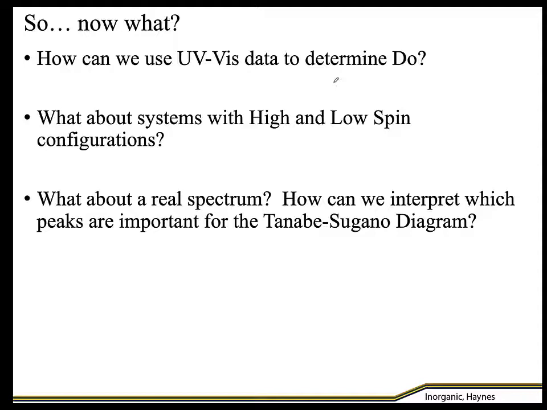And you might be wondering, how does this work for systems that have both high and low spin configurations? The short answer is that Tanabe-Sugano diagrams get very complicated very quickly. But we'll talk about how we can break those down so they aren't quite so intimidating. And lastly, what about a real spectrum? If we're given a spectrum that has lots of data on it, how can we connect that directly to the Tanabe-Sugano diagrams? So this is what we're going to be working on in class.